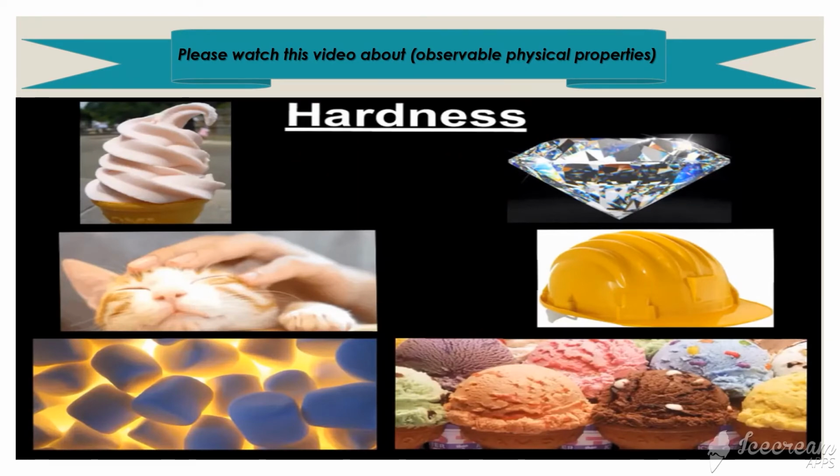Hardness is another property of matter. Right now, we're going to use it as an observable property of matter. However, when you learn about rocks, you'll actually learn that hardness is a measurable property of matter. So let's talk about it as an observable property. So it might be soft, like a kitten, or soft like marshmallows, soft like frozen yogurt. Or hardness might be hard like a diamond, which is actually the hardest natural object in the world. Or hard like a hard hat. Or even hard ice cream.